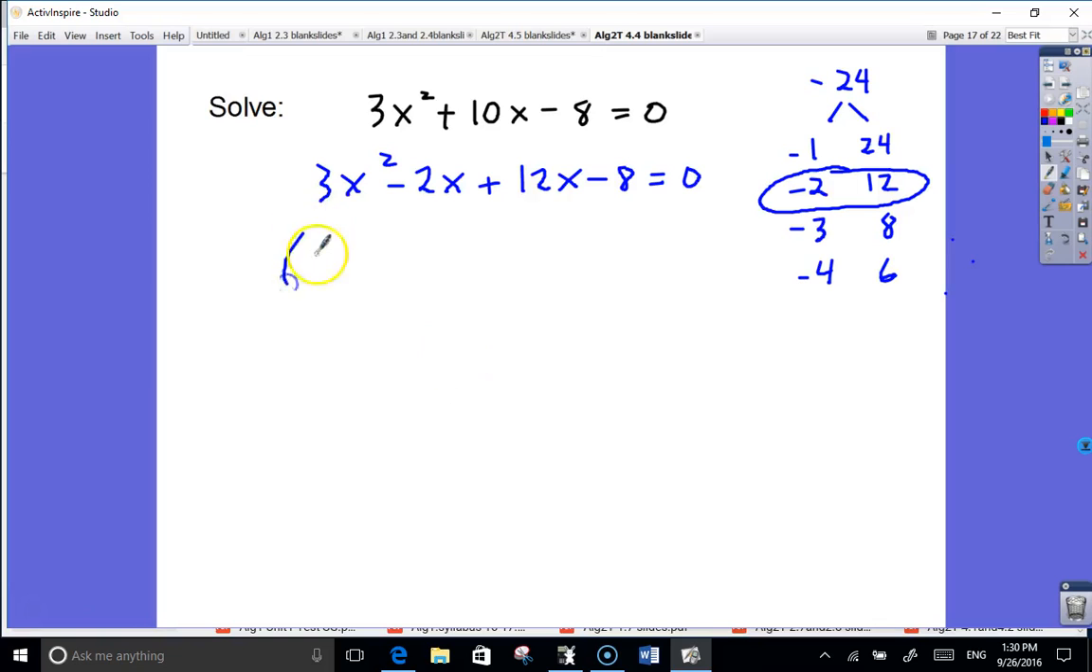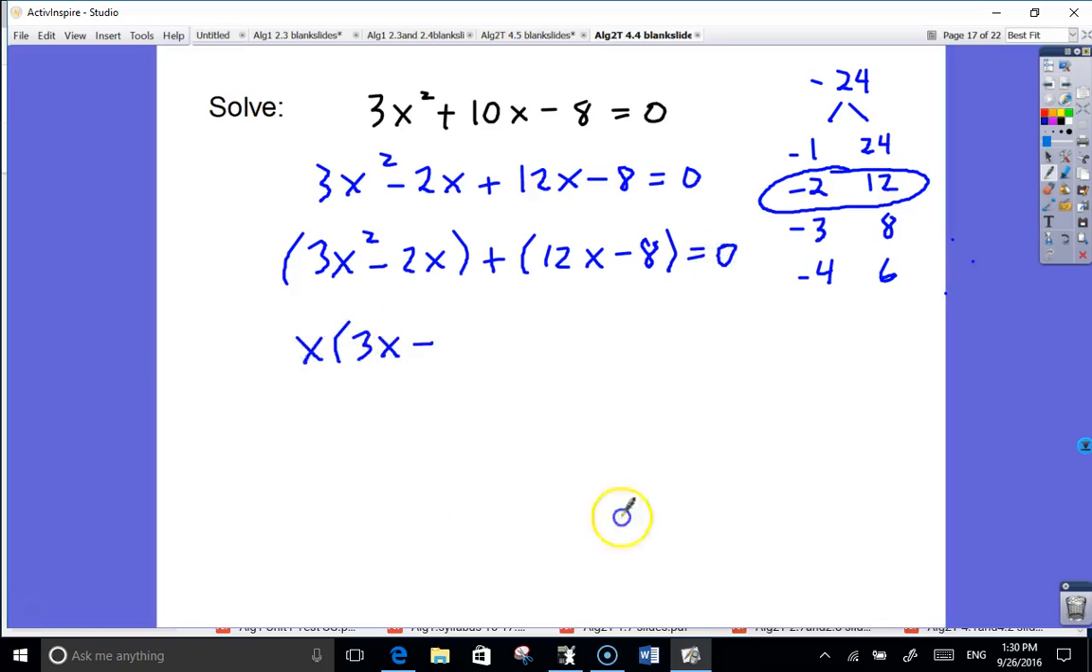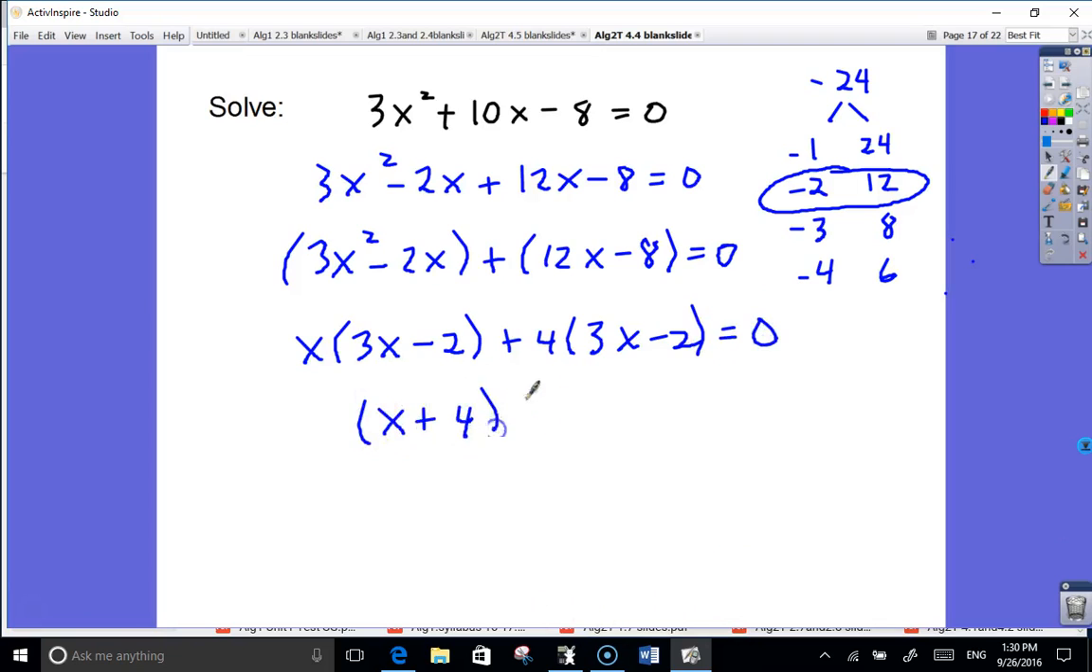And group: 3x squared minus 2x plus 12x minus 8 equals 0. x times (3x minus 2) plus 4 times (3x minus 2). So here's the last step of factoring: (x plus 4) times (3x minus 2). Okay, but now we're not done.